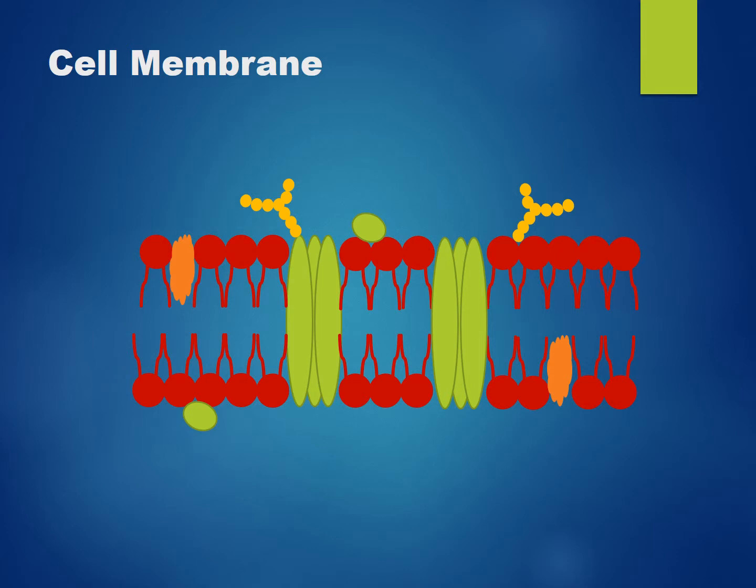Glycoproteins and glycolipids each contain a carbohydrate component. These specialized molecules act as receptors and aid in cellular communication. The carbohydrate component of both glycoproteins and glycolipids can be seen in yellow.